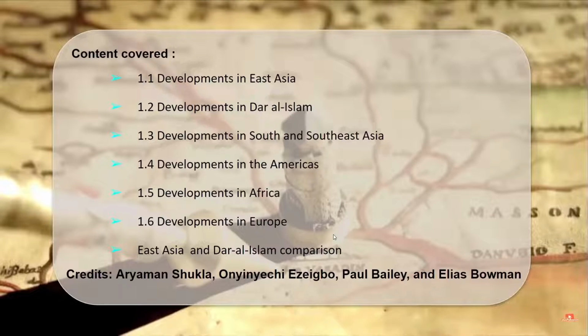This has brought an end to the Unit 1 test review. Lots of content was covered, including everything that was mentioned at the start. That includes developments in East Asia, Dar al-Islam, aka the House of Islam, South and Southeast Asia, and the Americas, Africa, and finally Europe. Credits for Ariman, Oni, Paul, and Elias, who finished the slideshow. And that is the end of the Unit 1 test review.